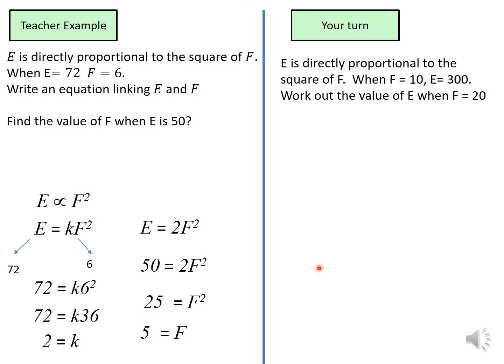Okay, here is your question for you to try. Pause the video, have a go, and then we go through the answers together.